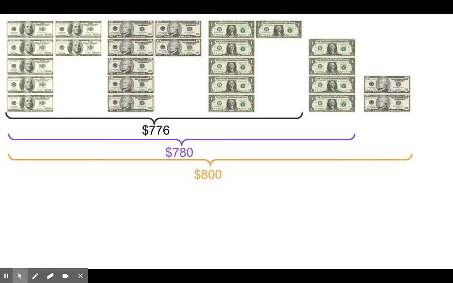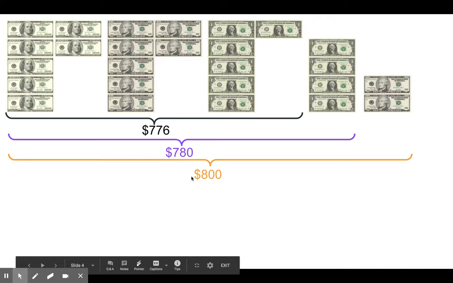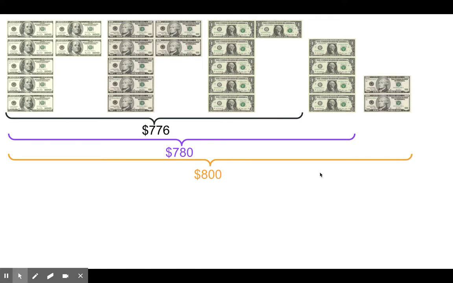Now remember, I want to get to 900. I'm at 800 right now. What unit could I use now to help me get from 800 to 900? If you said the $100 bill, you're right.